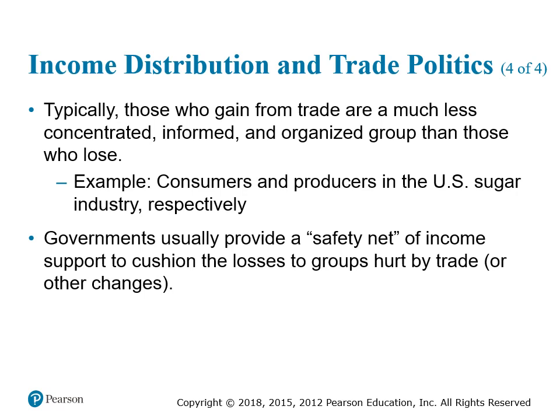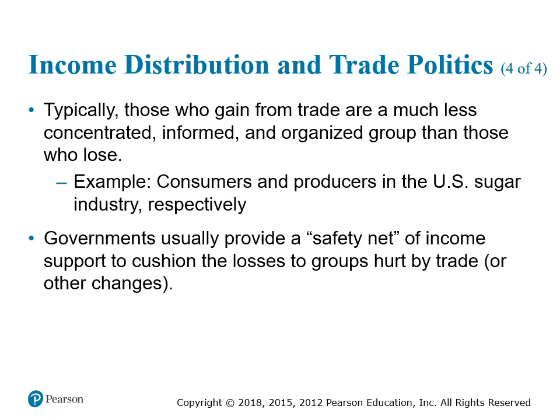However, what happens is that those who gain from trade are a much less concentrated, informed, and organized group than those who lose. That means that the people who gain from trade are not very concentrated, not very informed, and not very organized as compared to those who lose from international trade. And that's why losers are able to manipulate government policies in order to avoid any losses.